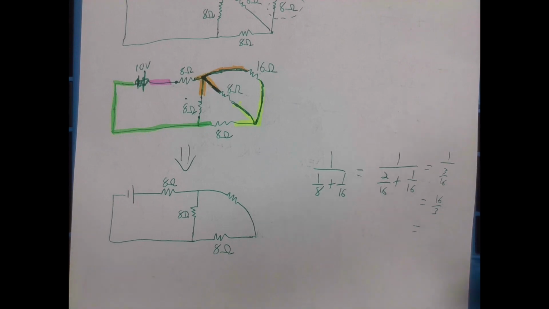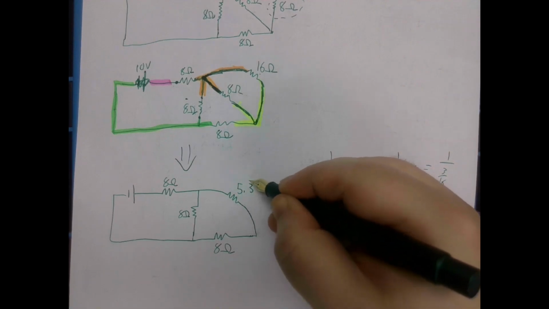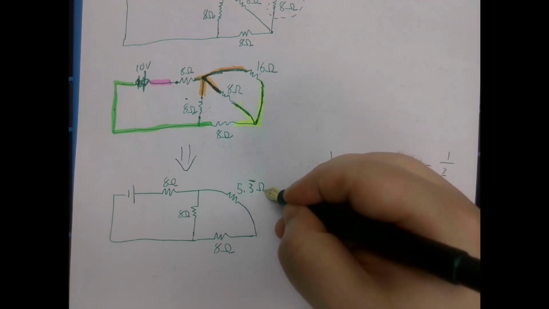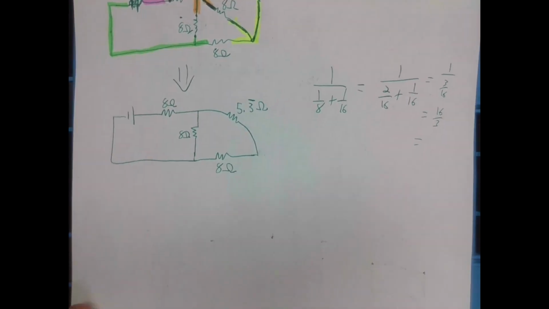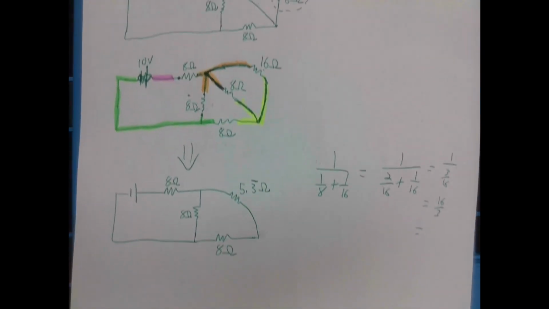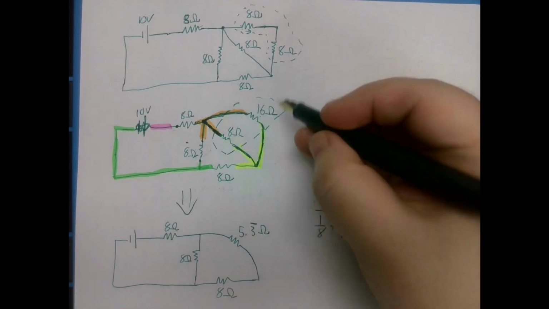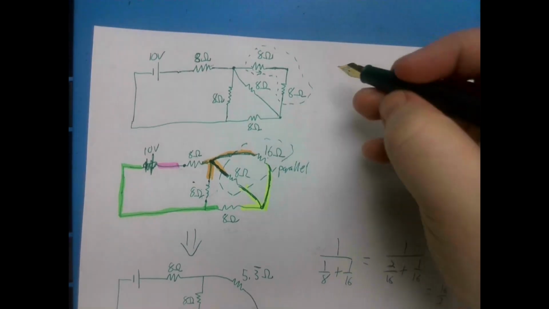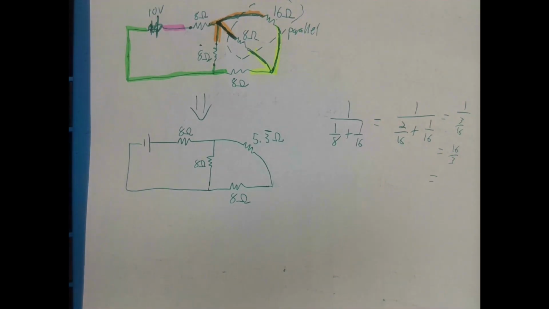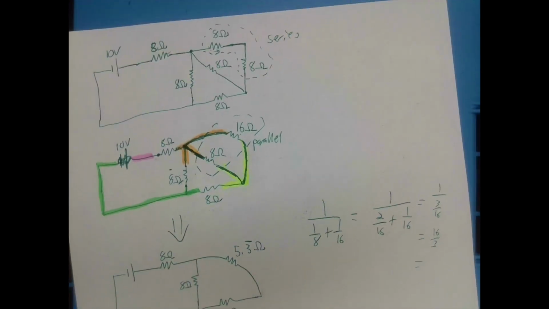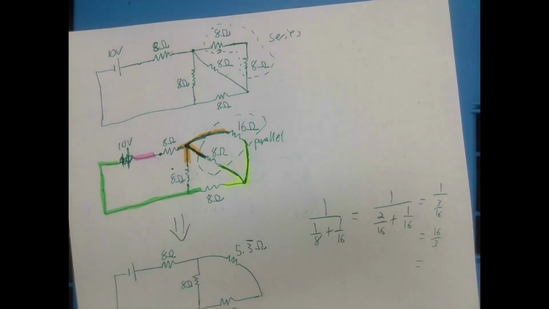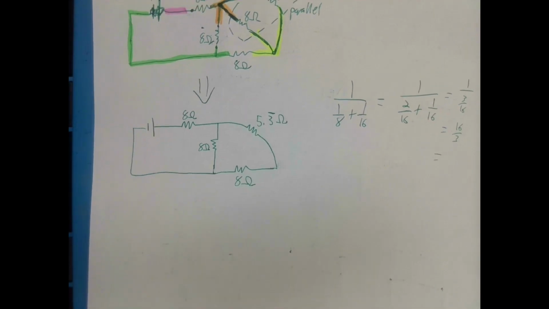5.3 carried. All right, now we'll reduce. On this one, these two are in parallel. These two are in series. And you can see these are in parallel because they share the same colored wires. So what do we reduce now?